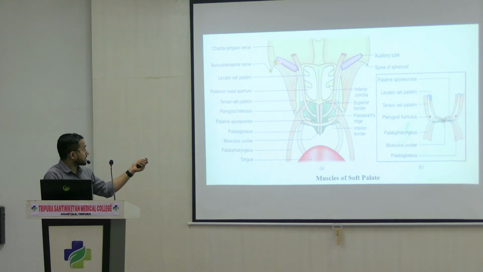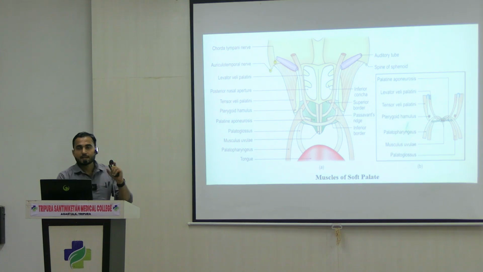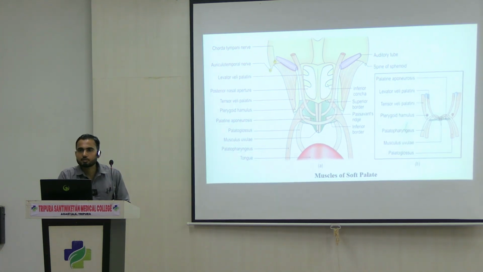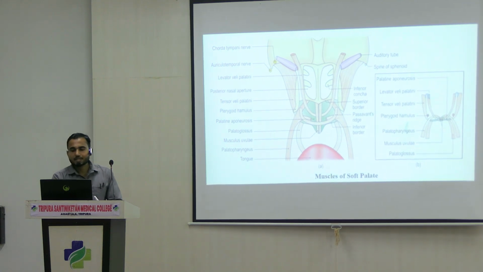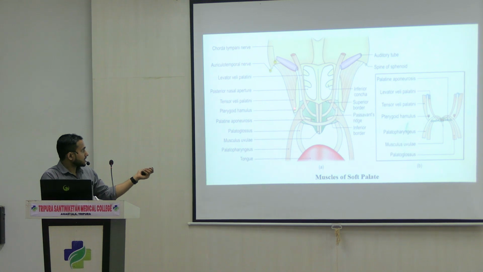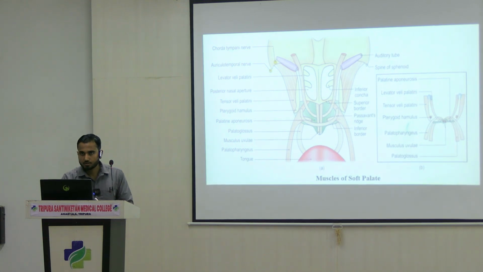As you can see, this is the auditory tube. Mostly it is the tensor veli palatini, arising from various parts of the sphenoid bone, and along with that it is also arising from the auditory tube. Now where it is getting inserted, as you can see, it is getting inserted in the palatine aponeurosis. That's why the palatine aponeurosis is important, because it is giving attachment to some of the muscles of the soft palate.